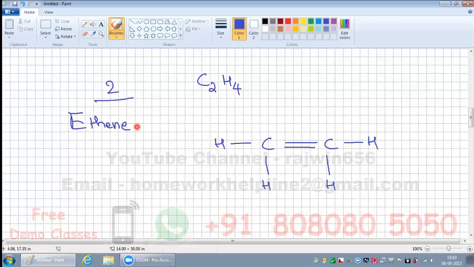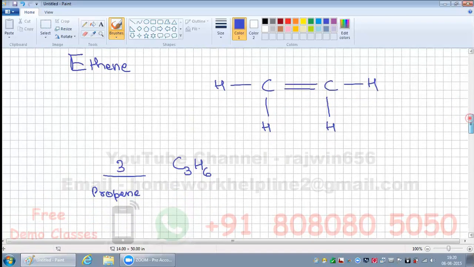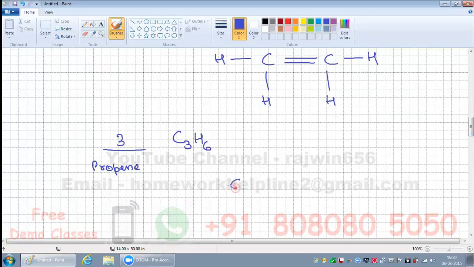Now the 3 carbon atom compound, that will be propene. Its molecular formula will be C3, hydrogen atoms 3 to the 6. So show 3 carbon atoms in straight chain. At one place there will be a double bond.